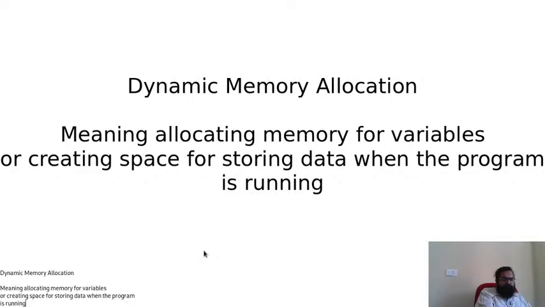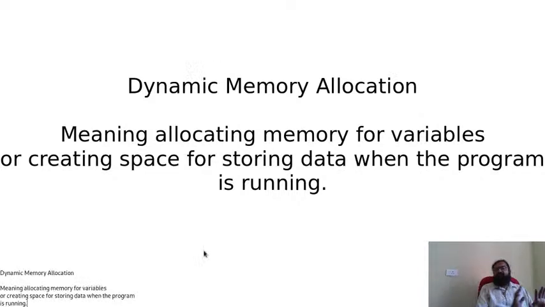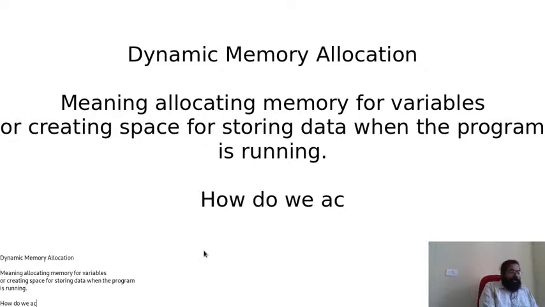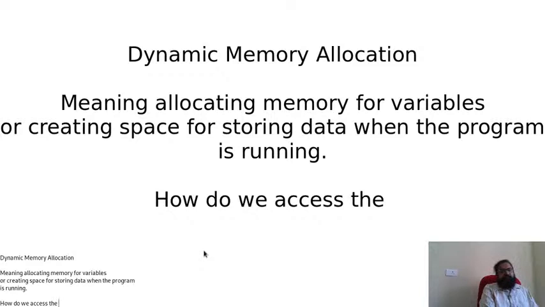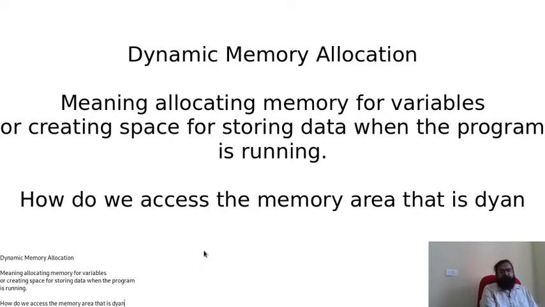Is this clear? So dynamic memory allocation means allocating the memory for the variables, or creating space for storing data, when the program is running, correct? How do we access the memory area that is dynamically allotted?